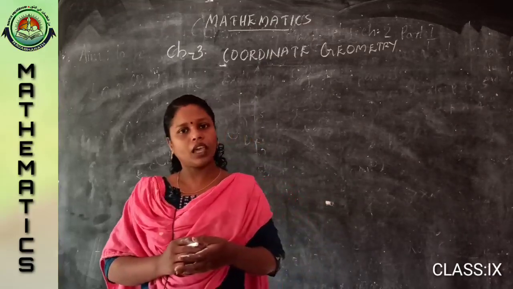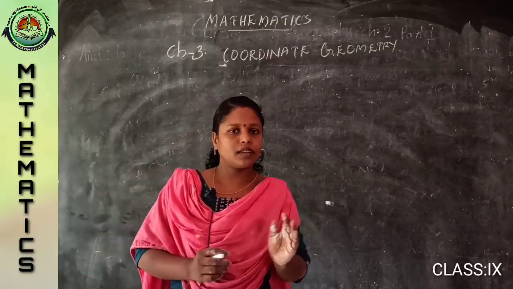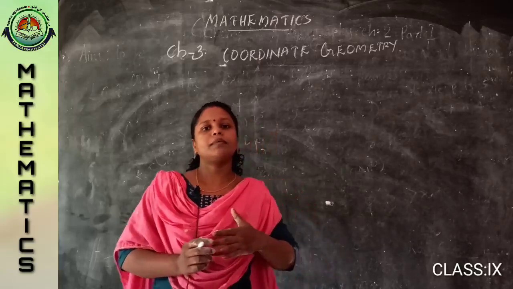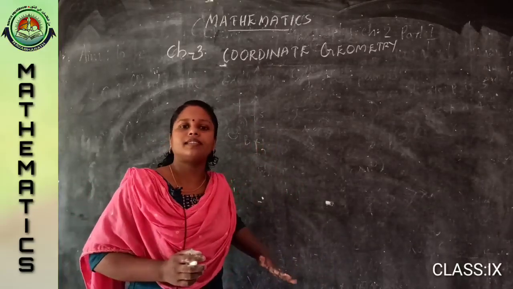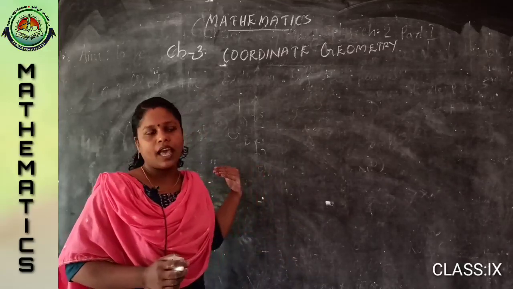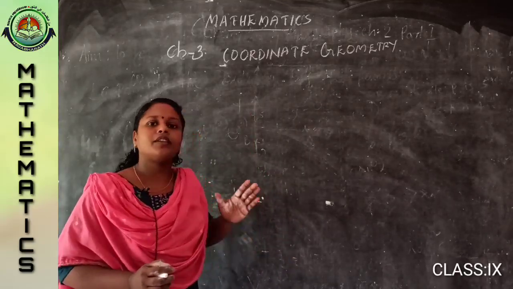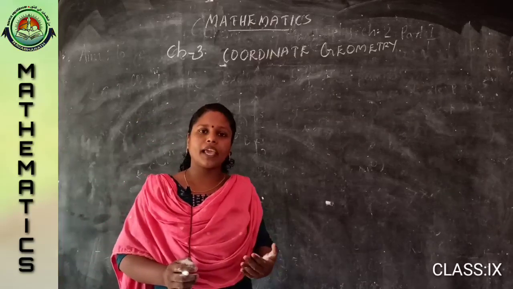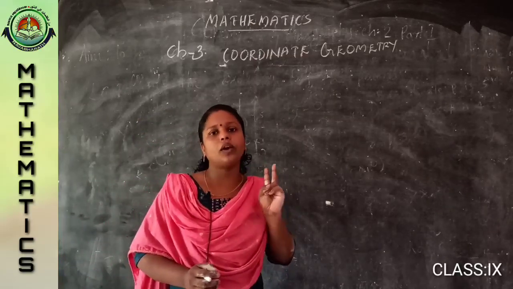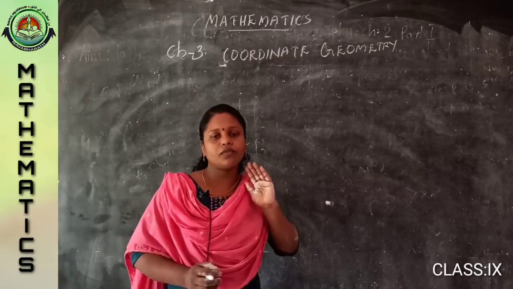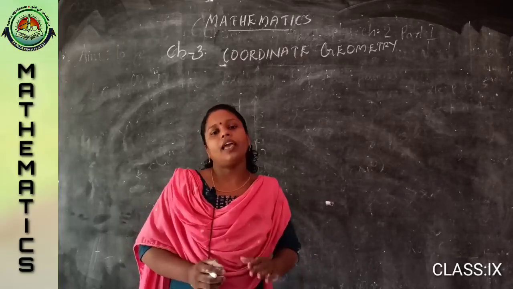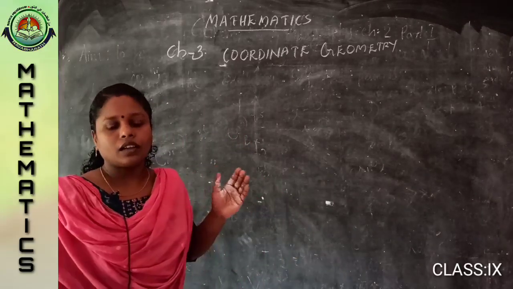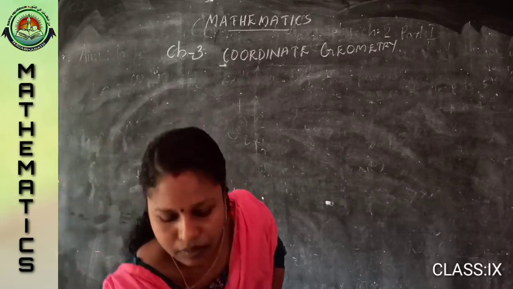Do you know what a Cartesian plane is? A Cartesian plane has two axes, the x-axis and the y-axis, and they divide the plane into four equal parts. The four parts are called the four quadrants. Today we are going to discuss some problems.